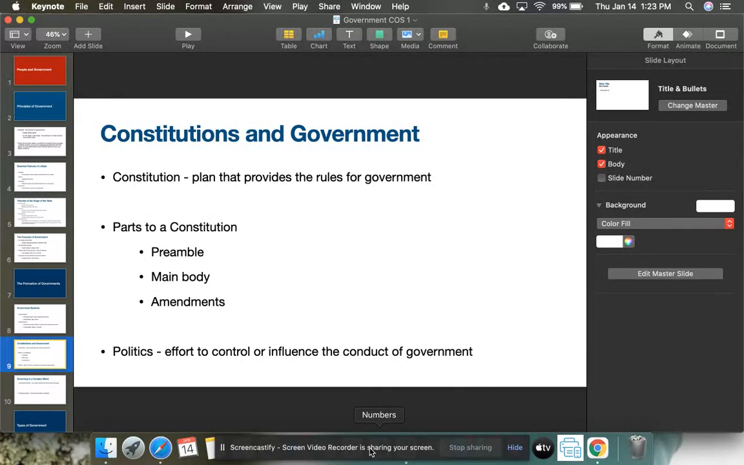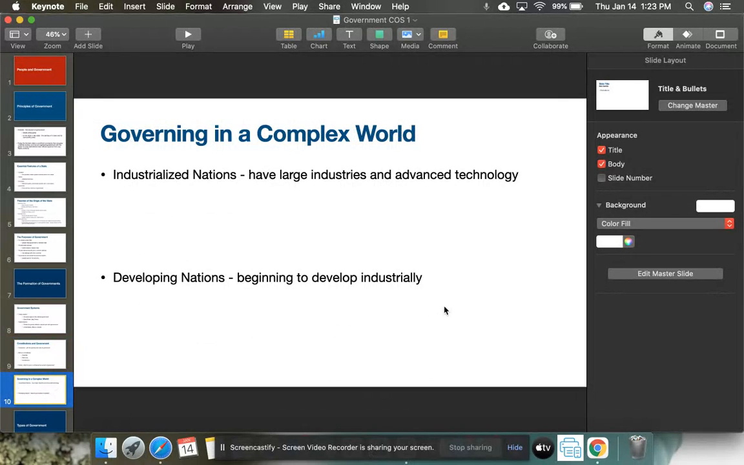Then let's finish up real quick on developing nations, governing in a complex world. Guys, you basically have two different types of nations. You either have an industrialized nation, which is a nation that has large industry and advanced technologies, or you are considered to be a developing nation, which means you're just getting those technologies and industries. Sometimes they'll actually classify a third type of country, a third world country, which would have no technology, no industry.